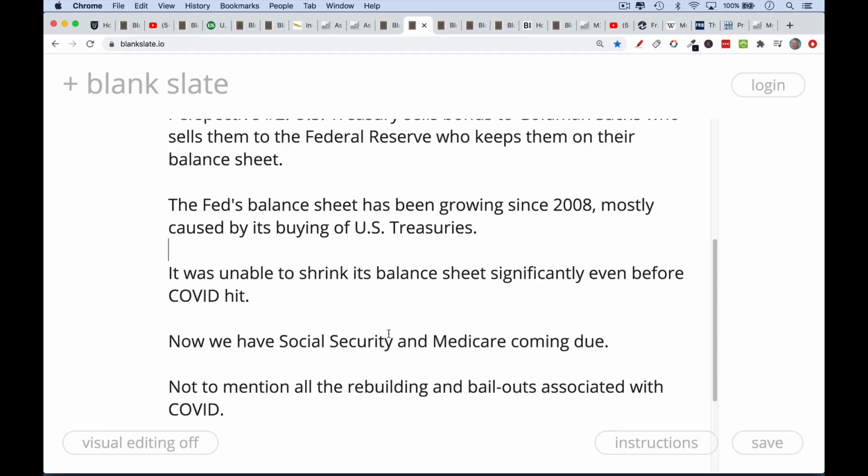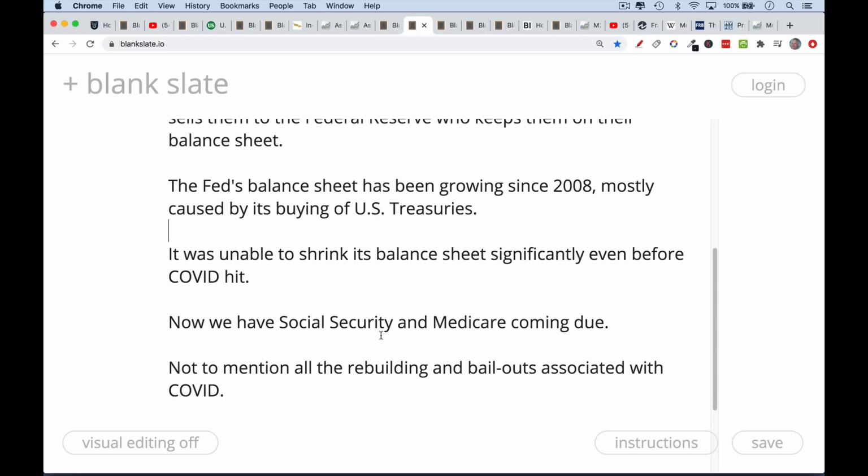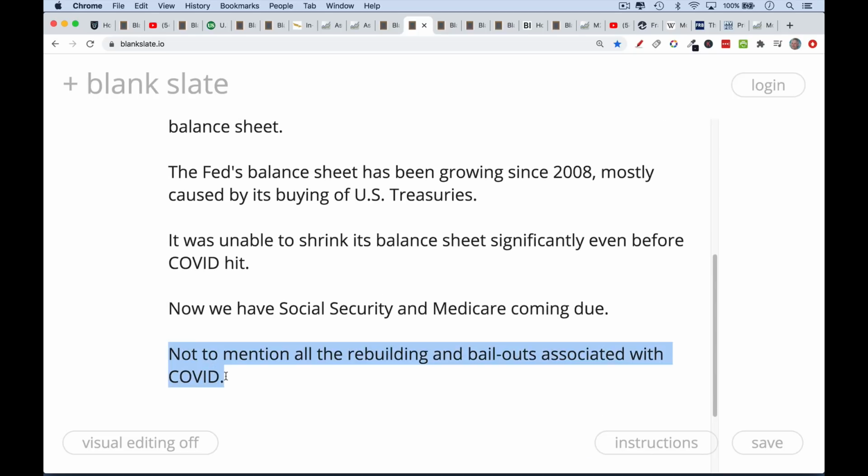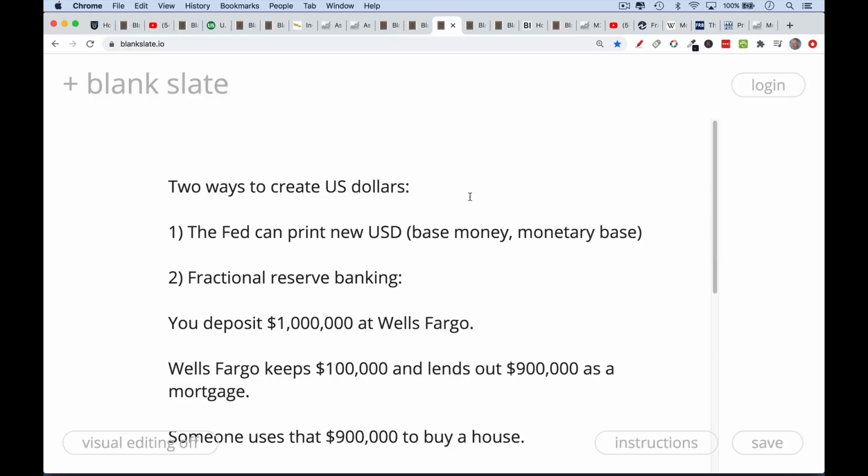What this has done is really drawn forward the entitlement crisis, the Social Security and Medicare crisis that people have been talking about for so long, not to mention all the additional government spending that's necessary due to rebuilding because of COVID problems, all the bailouts, etc.